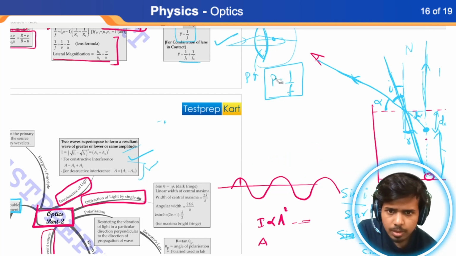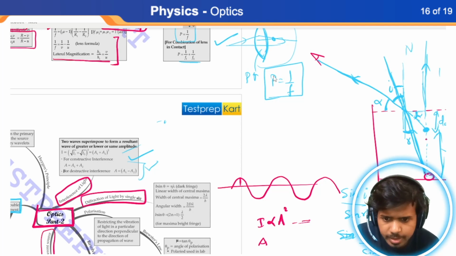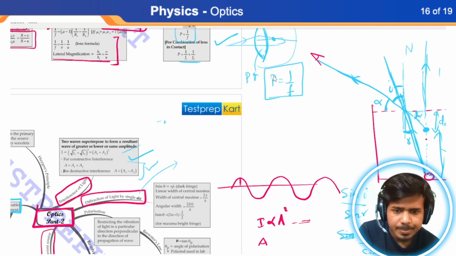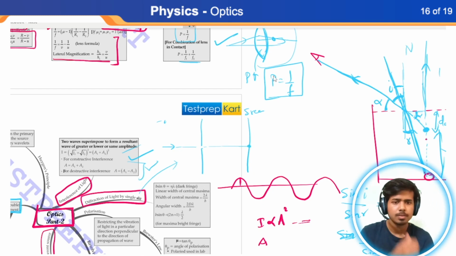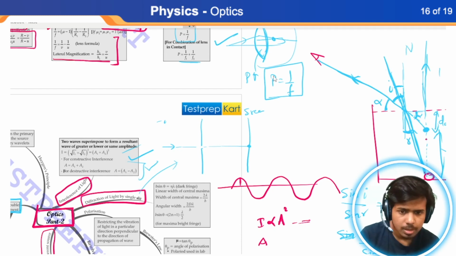So basically, diffraction is this: let's say you have a single slit, and the light starts from here, and this is a screen. As per your observation, the bright fringe should appear like this. But actually, the moment it starts from here, it starts to travel as a wave.